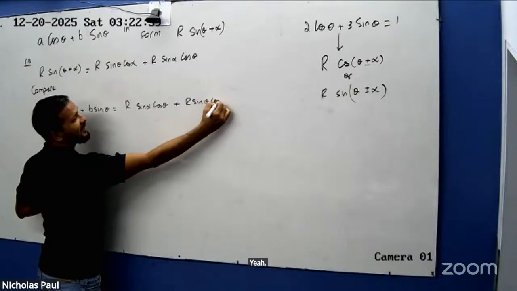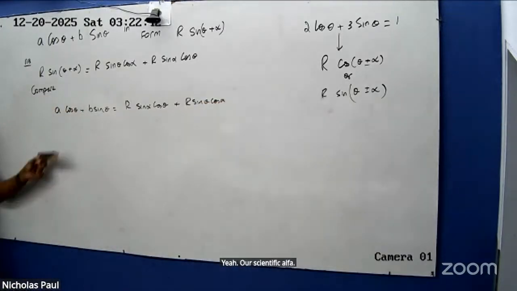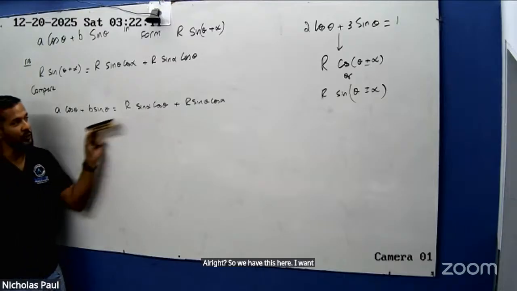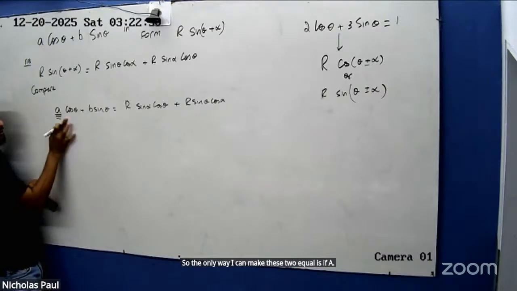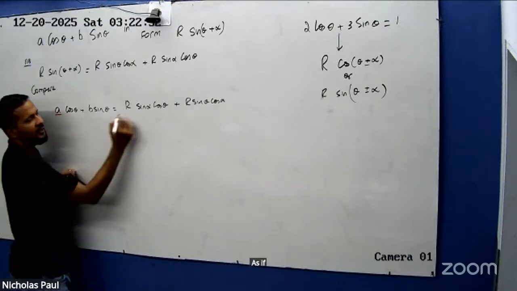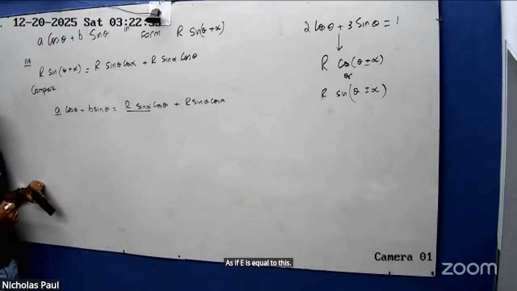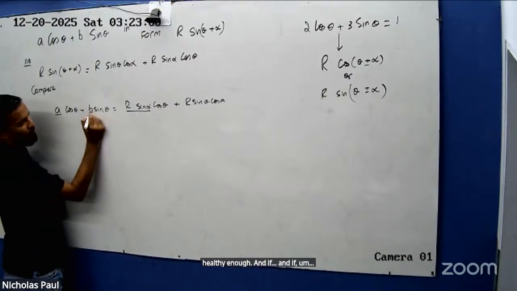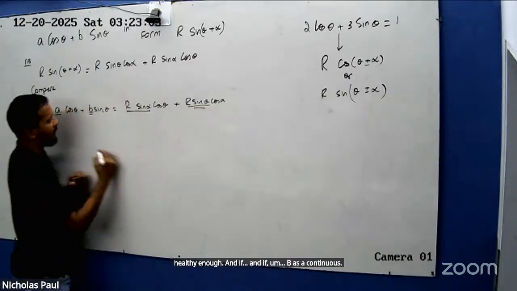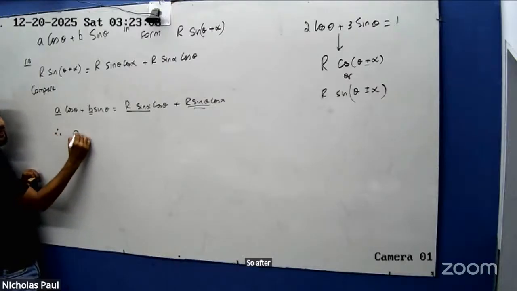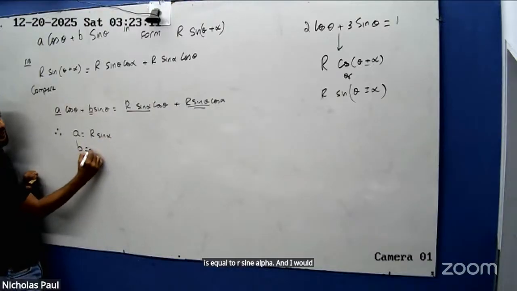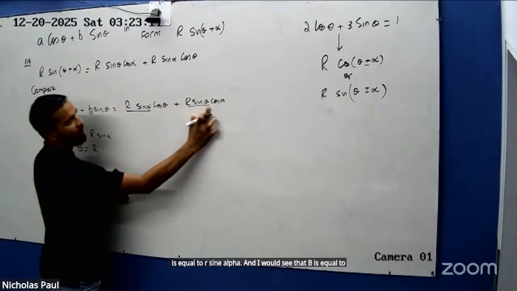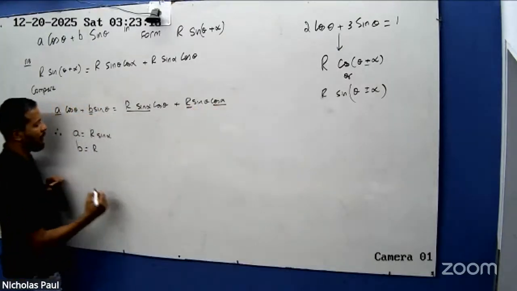R sin theta cos alpha. All right? So we have this here. I want to make these two equal. So the only way I can make these two equal is if A is equal to this, and if B is equal to this. So after I compare, I would see that A is equal to R sin alpha, and that B is equal to R cos alpha.